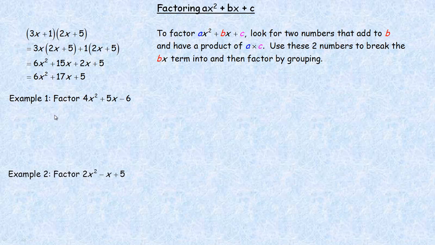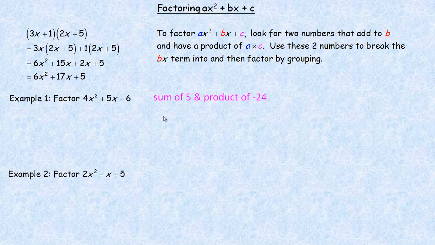And so we're going to take a look at a couple of examples of using this to factor, and then in the next page we'll get into another method. And so we're going to factor 4x squared plus 5x minus 6. And so we'd look for two numbers that add to, or have a sum of, 5, and then multiply to 4 times negative 6, which is negative 24. And so they have a sum of 5 and a product of negative 24.